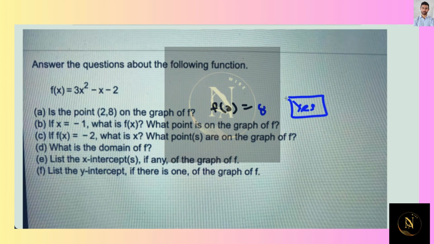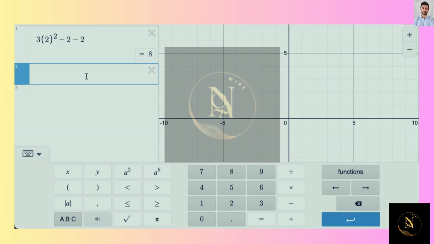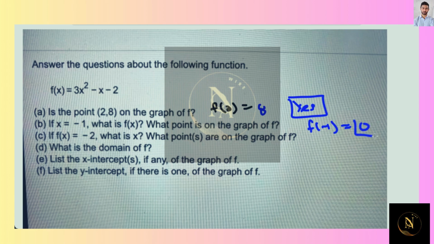If x is -1, then what is f of x? Well, that would be f of -1, so we plug -1 into the function. 3 times -1 squared minus -1 minus 2. That's 0. What point is on the graph then? (-1, 0).